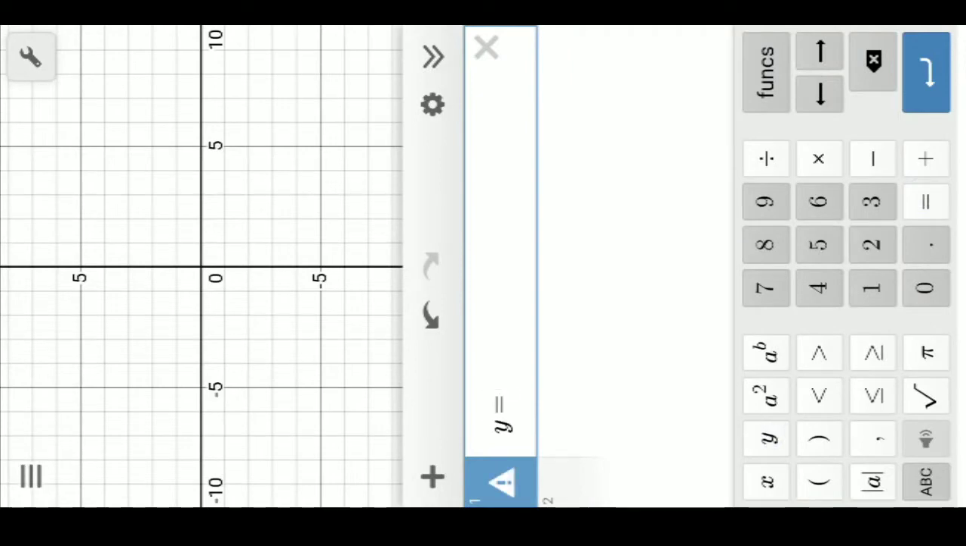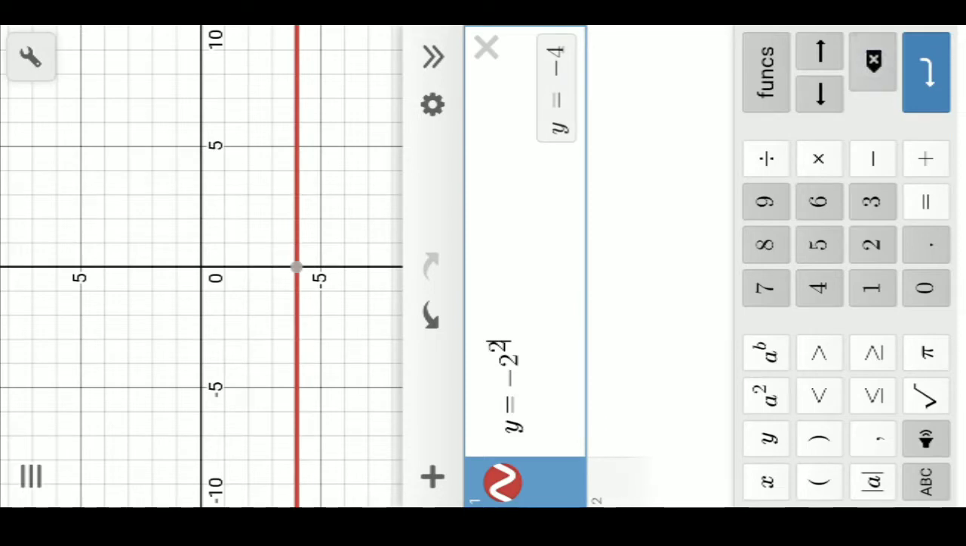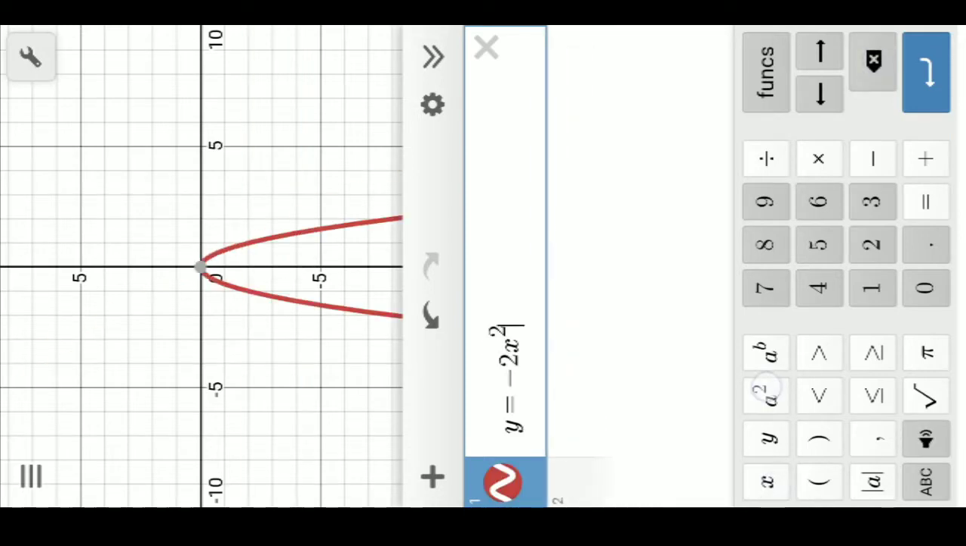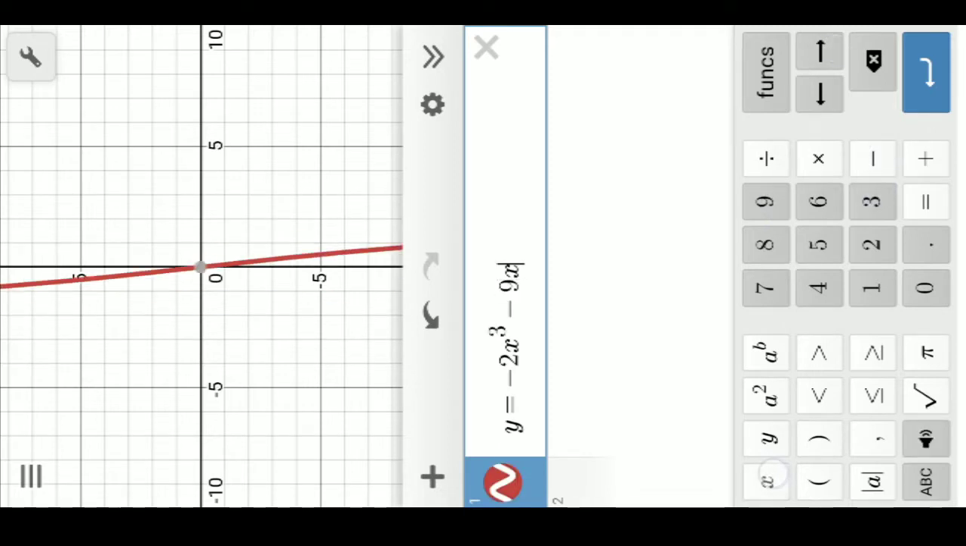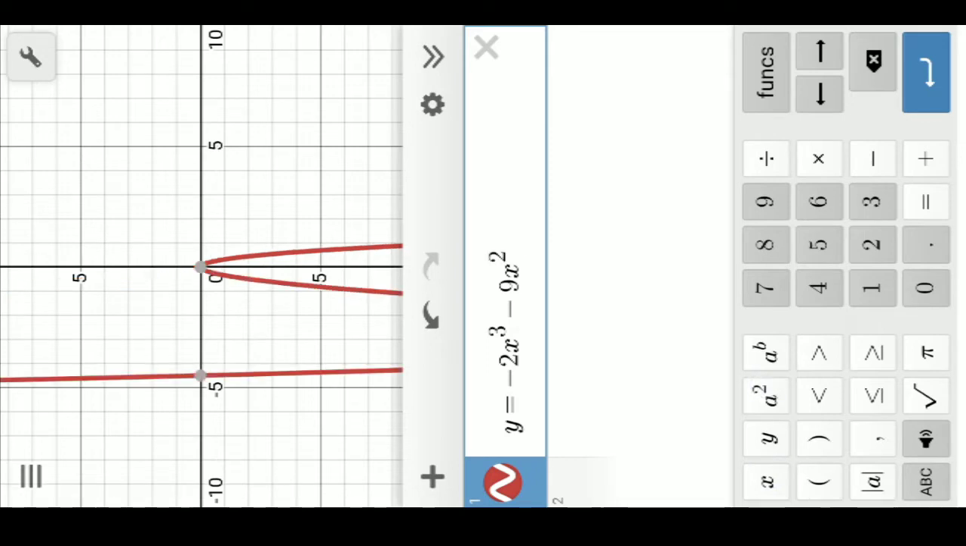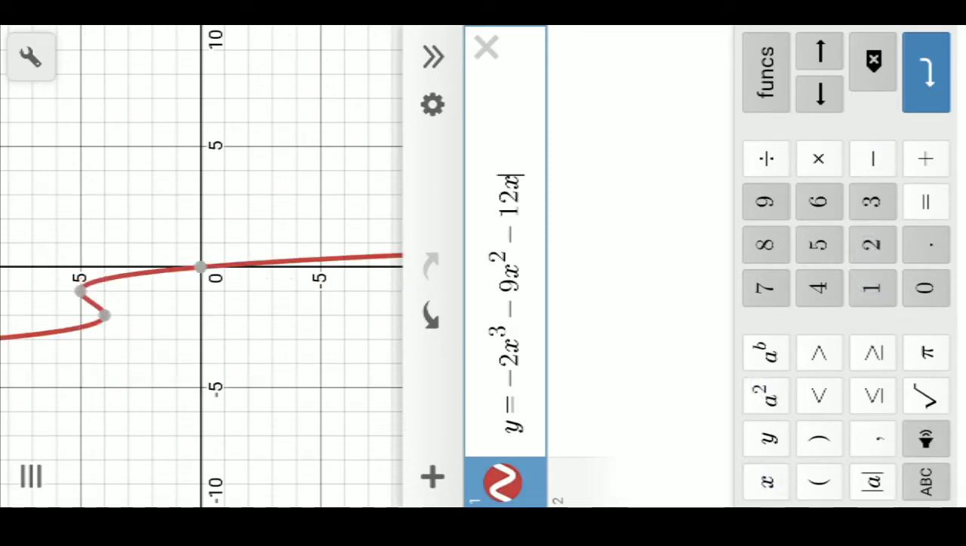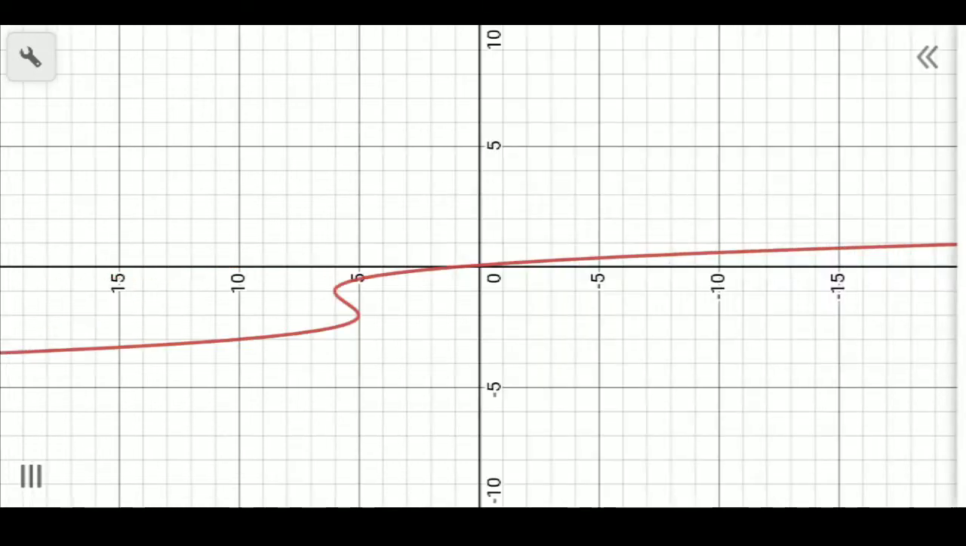So what is the cubic polynomial? y equal to minus 2x cube minus 9x square minus 12x plus 1. So this is the graph of this question.